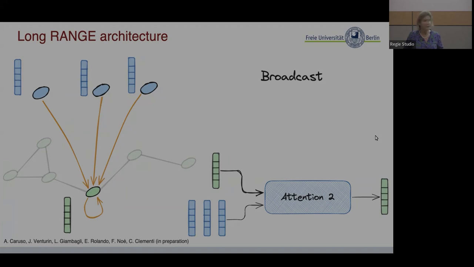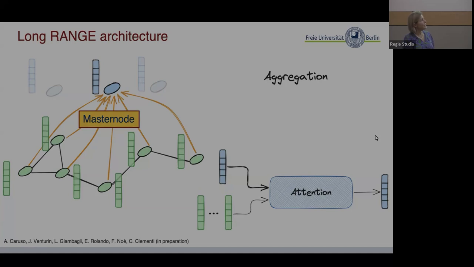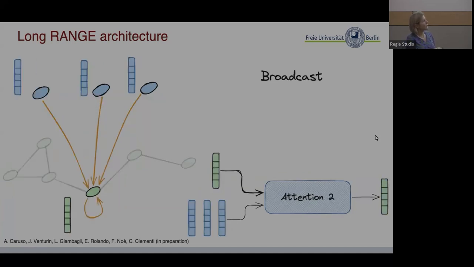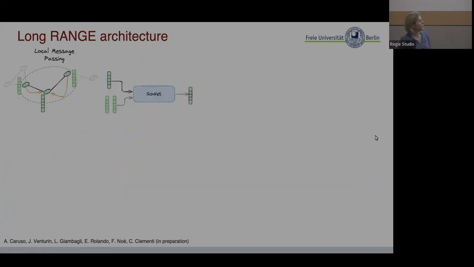But this goes from many to one and from one to many. So this is linear. It scales like the number of the length of the graph. But in this way, all of them go into the master, each master node. Each master node goes back to each node. Everything is mixed. So you can connect very long range information.